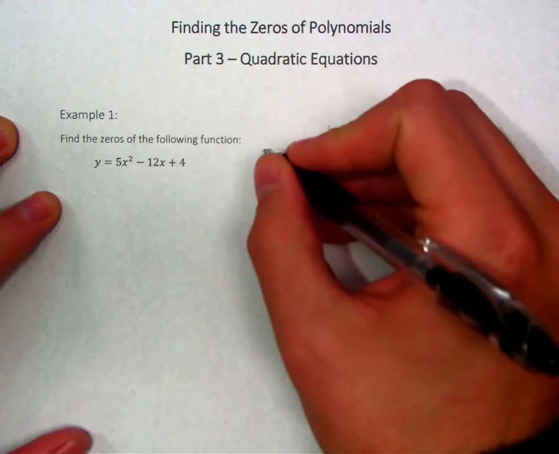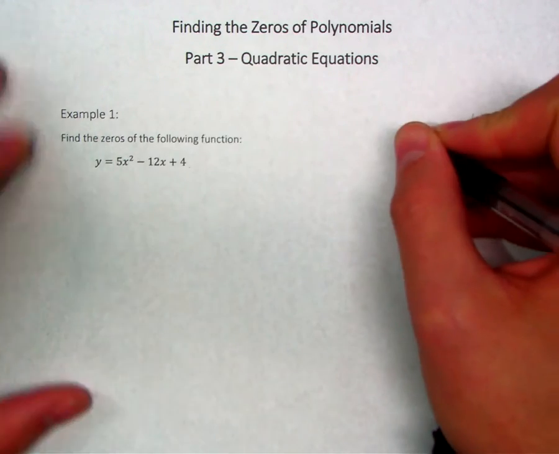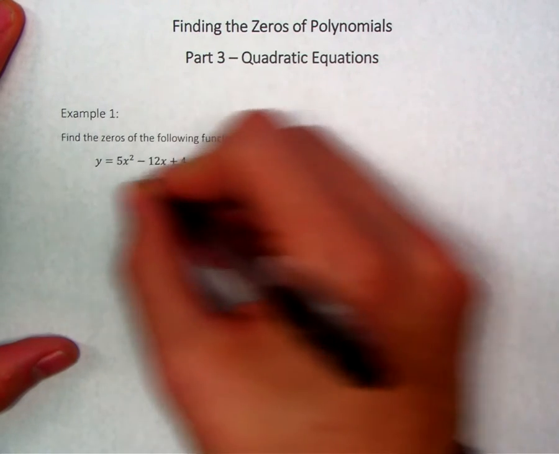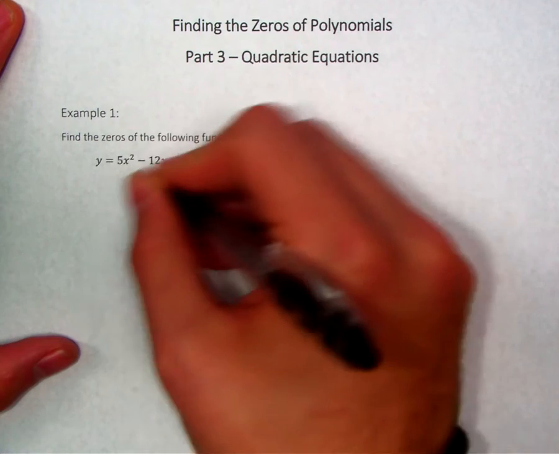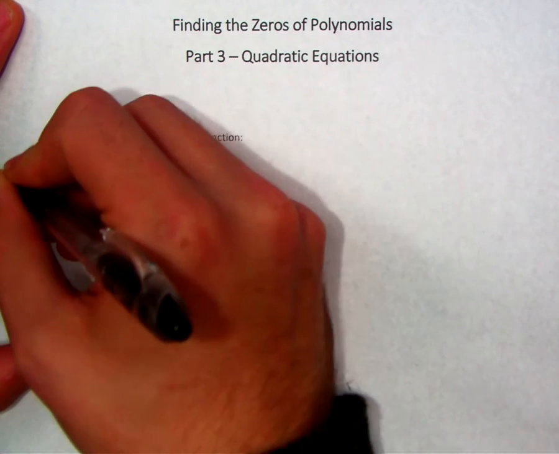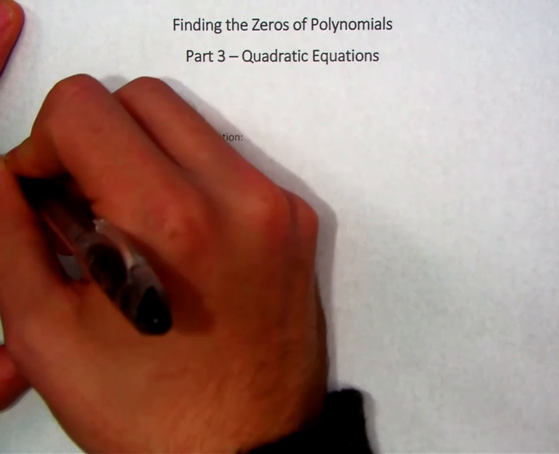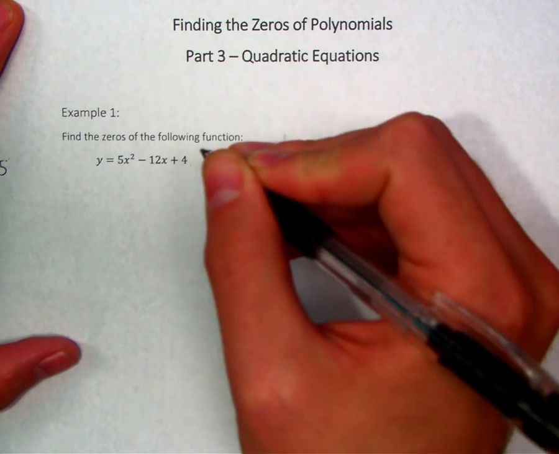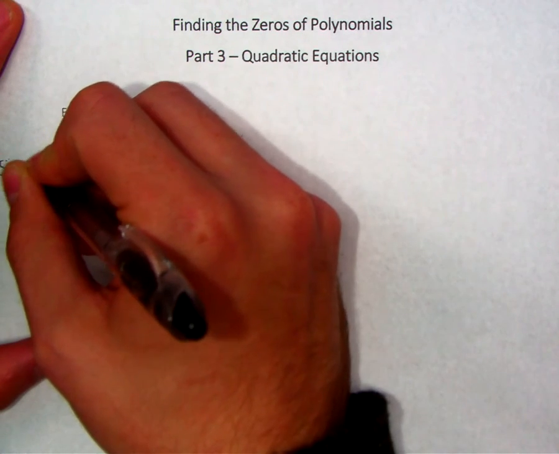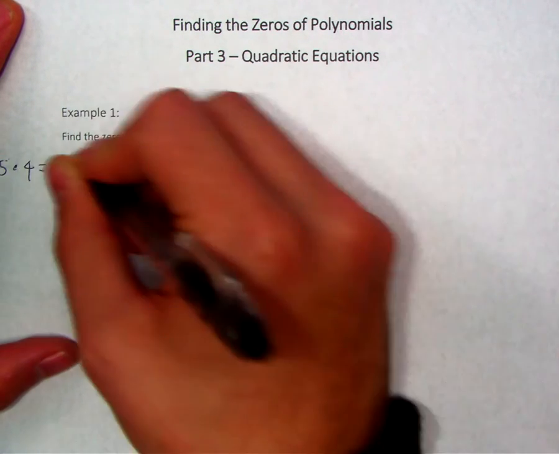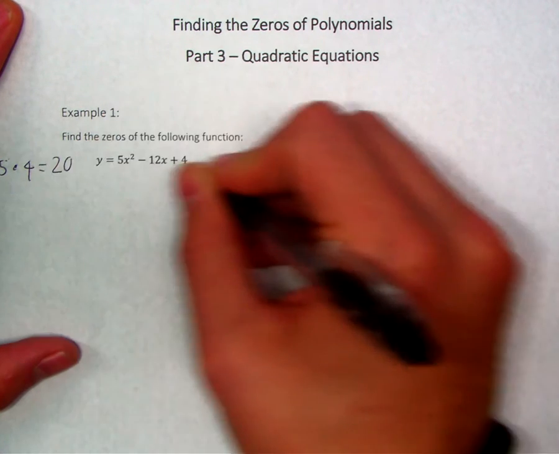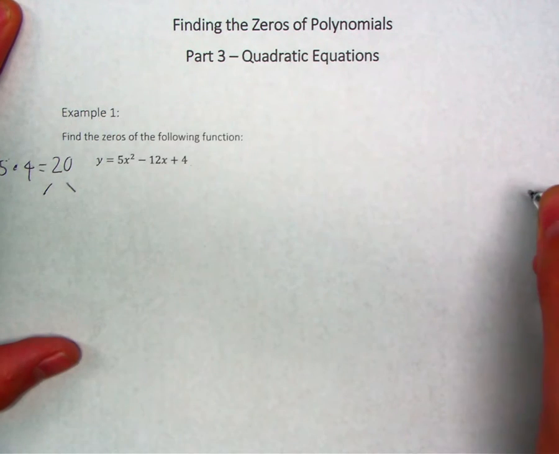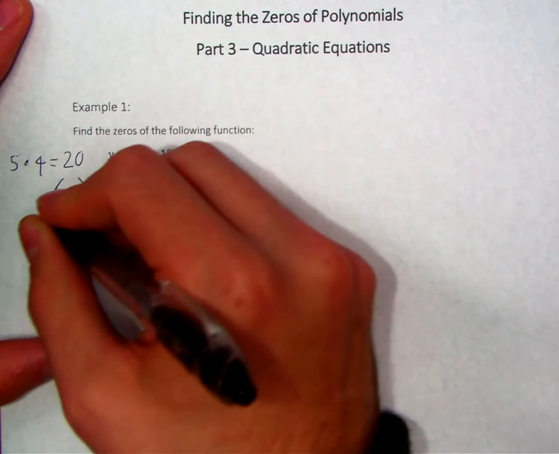Well, the first step is to factor. So I'm going to factor this quadratic. And how do we factor three-term polynomials, quadratic polynomials? We're going to factor them with the AC method. So I'm going to take my A, it's 5, and my C, 4. Multiply them together. 5 times 4 is 20. I'm going to find the factored pairs of 20. What are the factored pairs of 20?